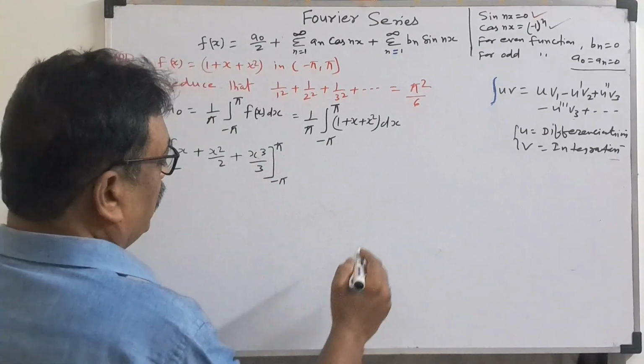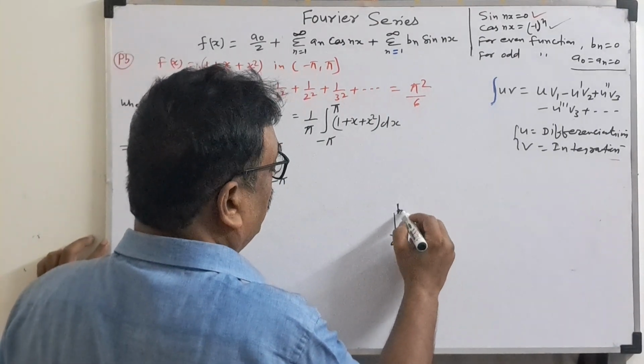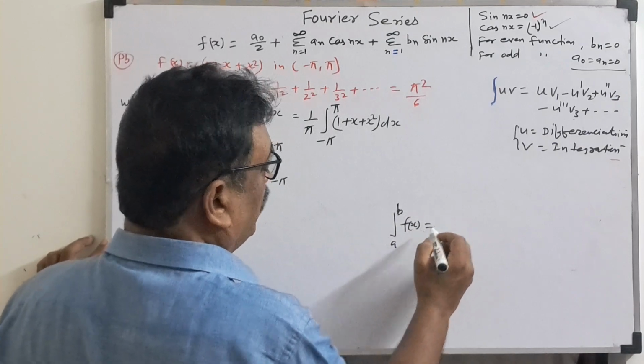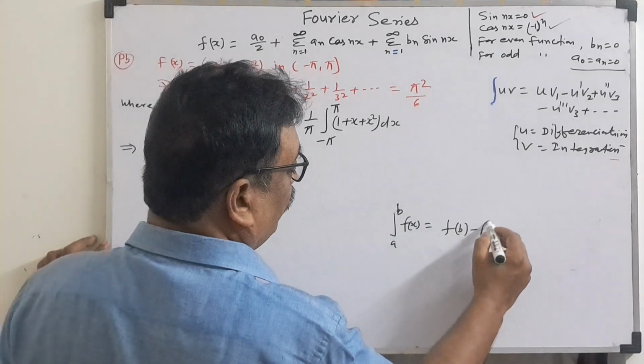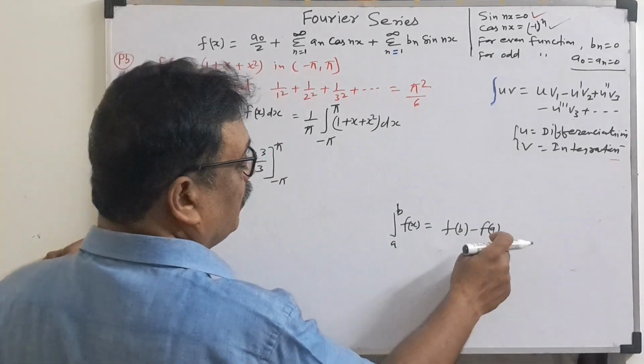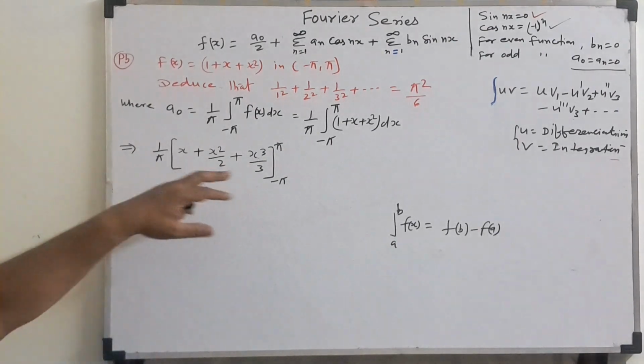Now we will apply the limits. Suppose a and b, and some function is f(x). How will we apply the limit? We can write f(b) minus f(a). What is this f(b) minus f(a)? Upper limit minus lower limit. This is the concept behind applying the limit.